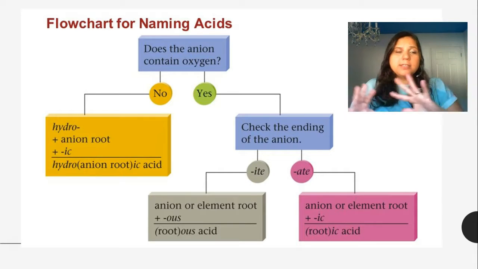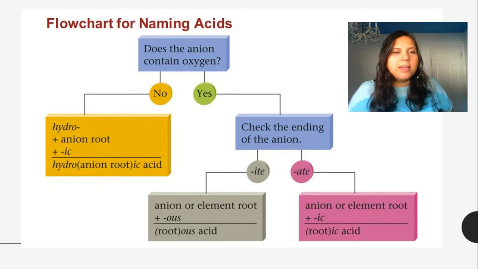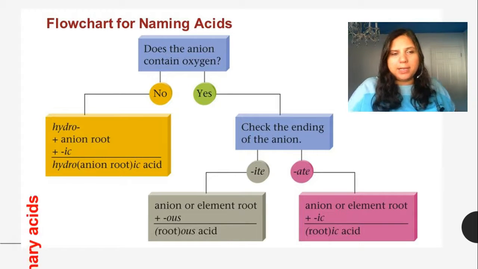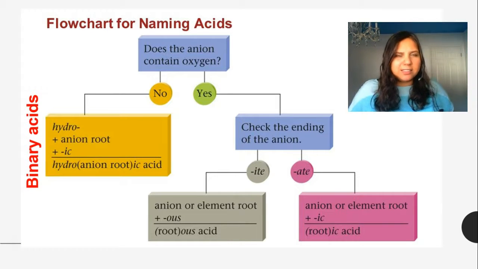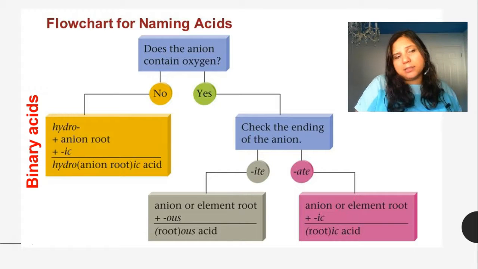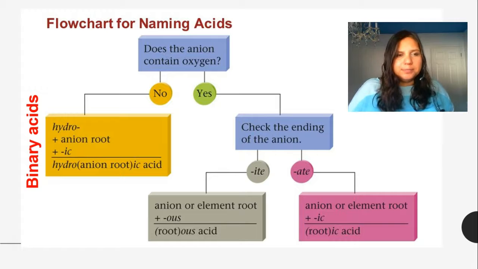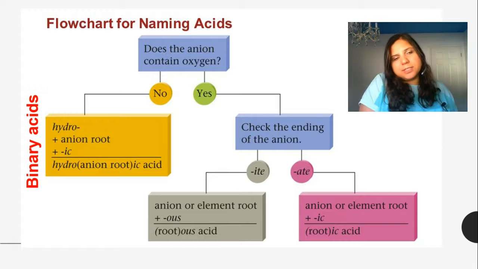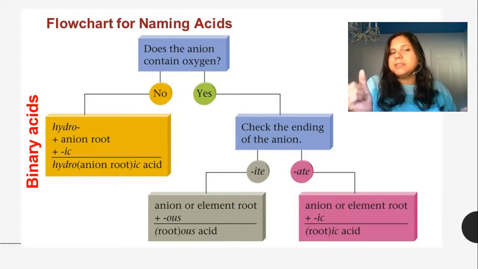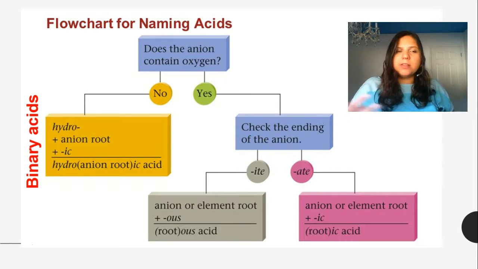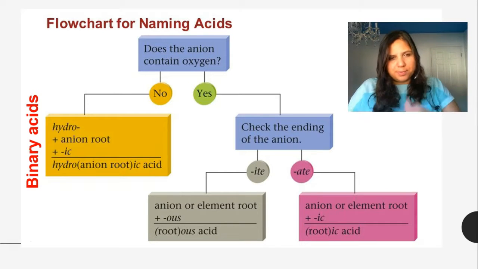If that's a no, it doesn't contain oxygen, then it's what we call a binary acid. Binary acids are acids that only have two elements in them. That's why the prefix bi. What you would do is put a prefix of hydro on it, plus the anion root, that's part of the element's name, and then you add ic to the end of that, and call it a hydro something ic acid.